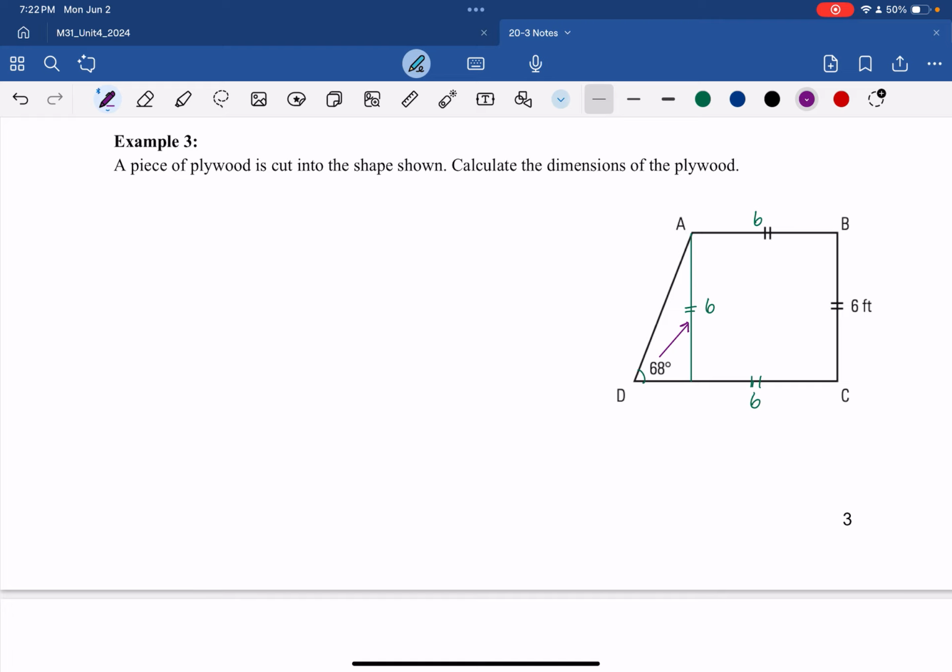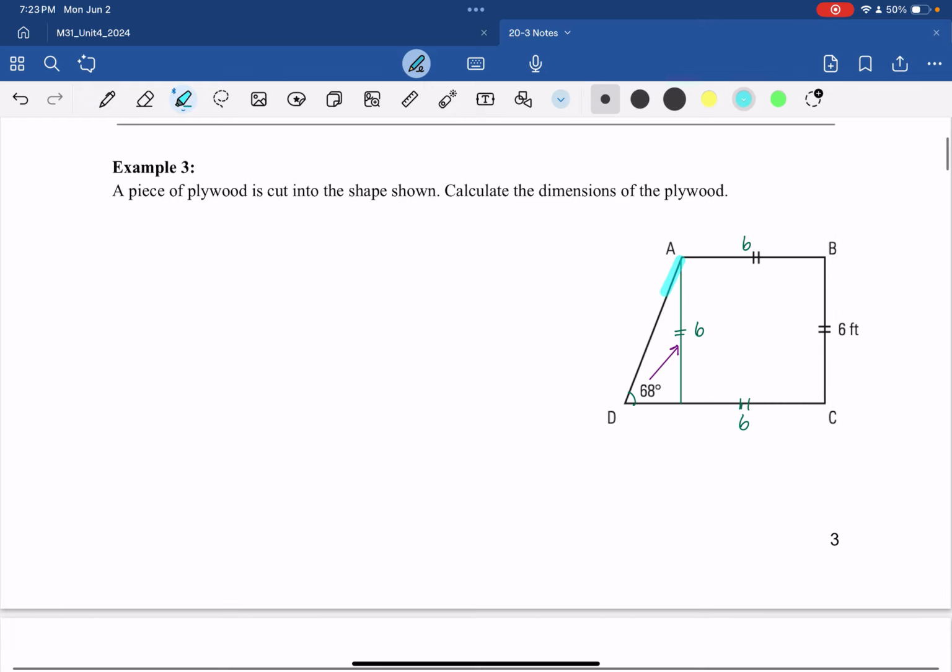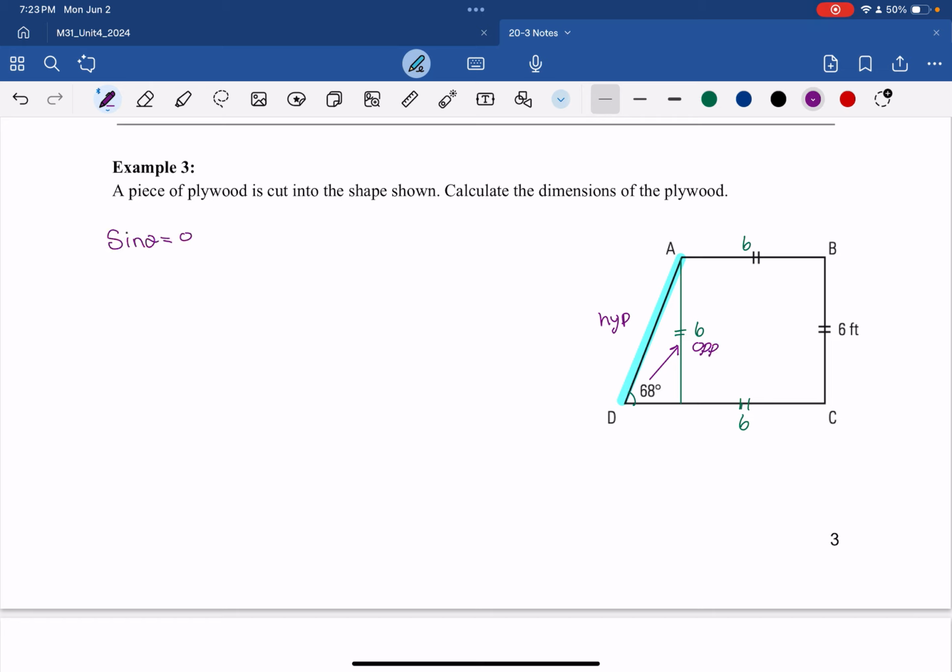So really, now we have to pick what we want to solve for first. I'm going to start by looking for this side length here. That would be my hypotenuse in this case. So I have opposite and I have hypotenuse, so I can use sine, because sine of theta equals opposite over hypotenuse. So sine of 68 degrees equals 6 over my hypotenuse.